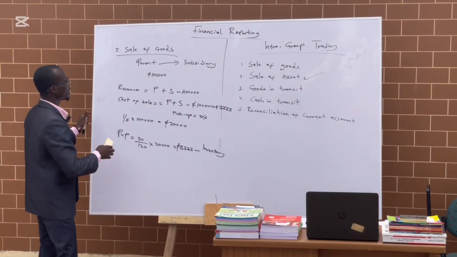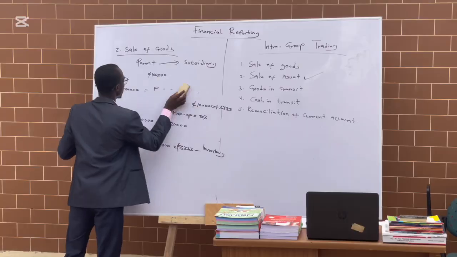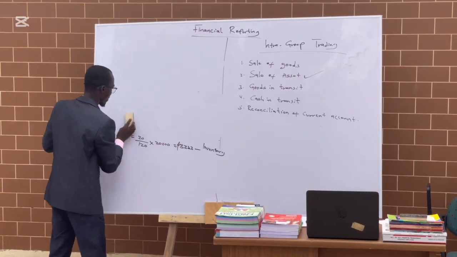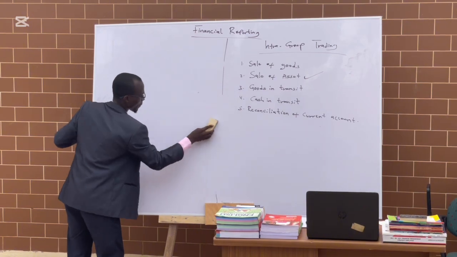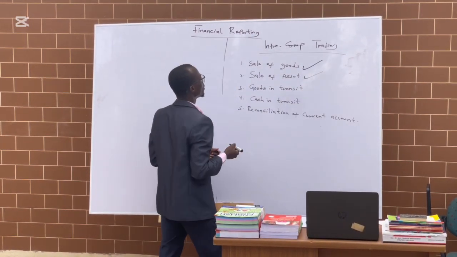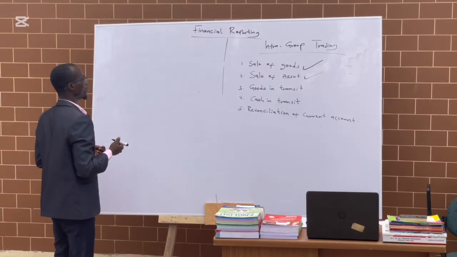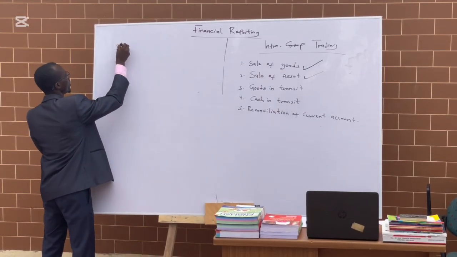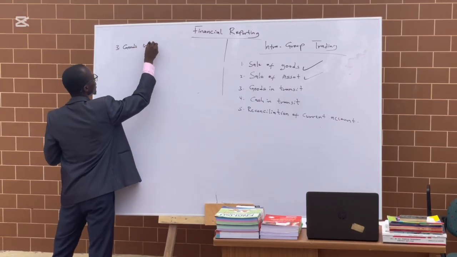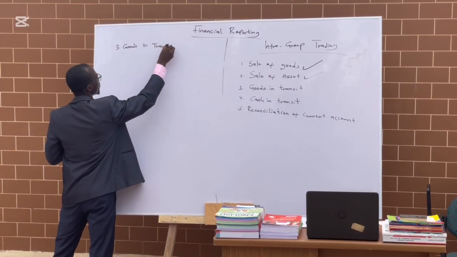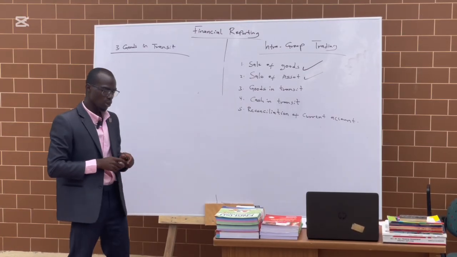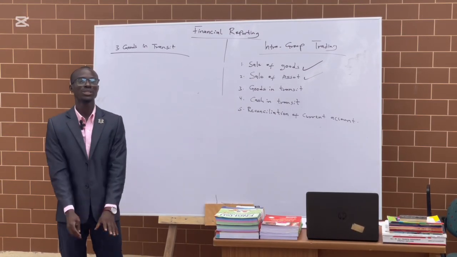Goods in transit. So we are done with sale of goods. Now we are going to goods in transit, number 3. Goods in transit also comes in. This one too can happen to any of them.